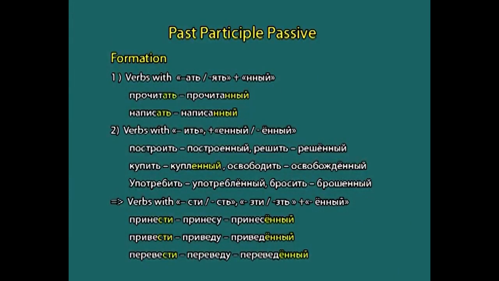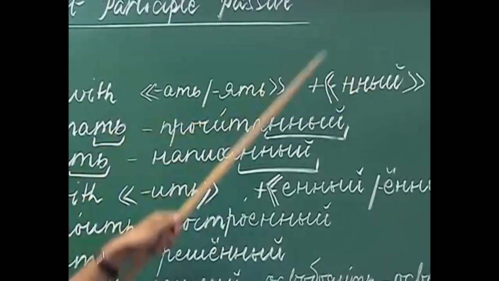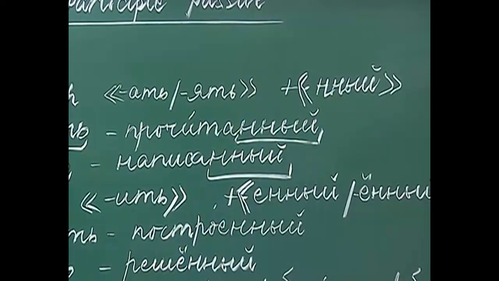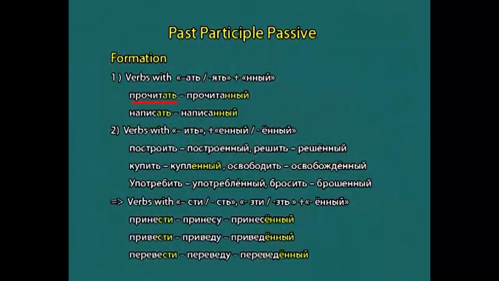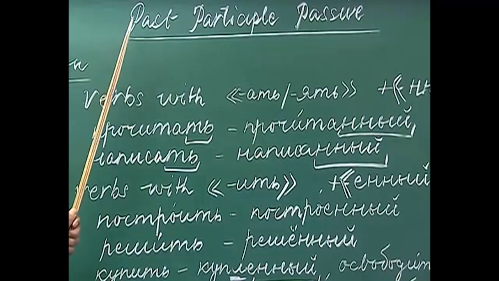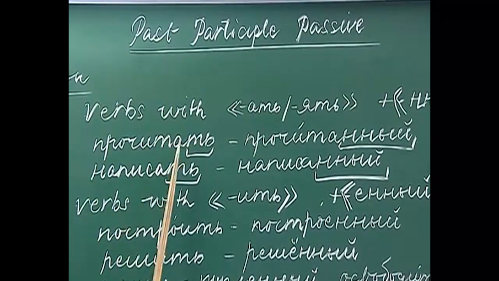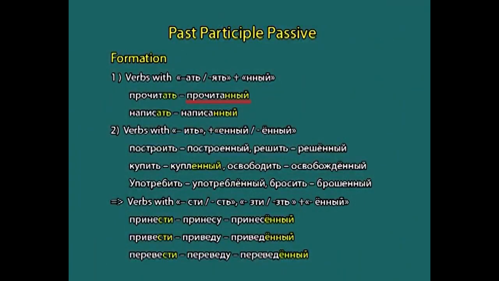The first rule says, if the verb ends with either ать with a soft sign or ять with a soft sign, then we use the suffix нн and е, кратко. So, this is how we form the past participle passive. For example, прочитать, as you can see, it ends with ать and soft sign. How do we form the passive participle past? We drop the ending which is ть and add нн, е and е краткое.